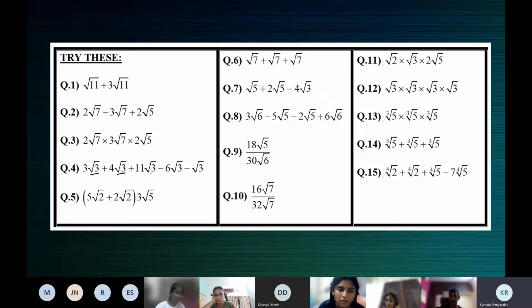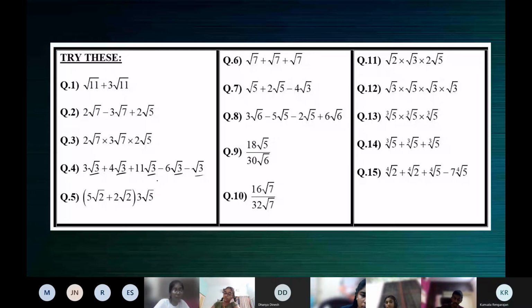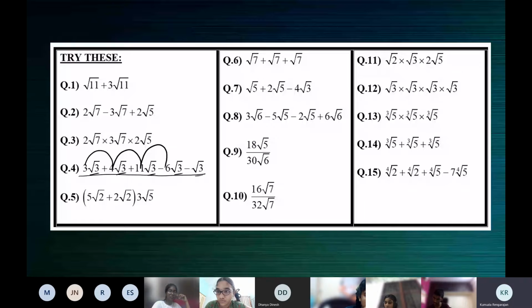Okay, so it's all root 3, root 3, root 3, root 3, root 3, root 3, and it's all addition or subtraction everywhere. So we need to check if they're like surds. Whenever we have to add or subtract, check if they're like surds. Yes, they're all like surds. So now simplify their coefficients, the rational factors. 3 plus 4, 7. 7 plus 11, 18. 18 minus 6, 12. 12 minus 1, 11. Yes, somebody told the right answer. 11 root 3.